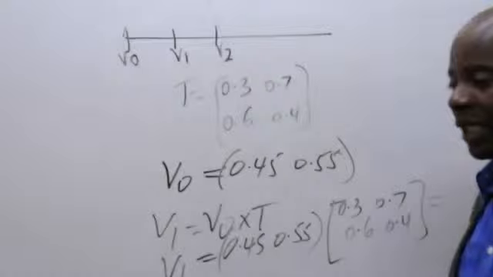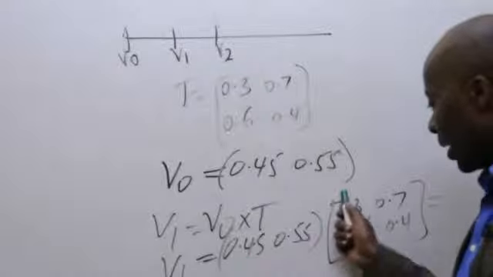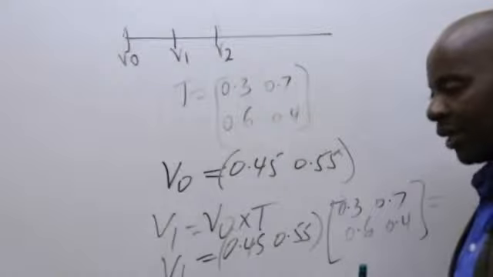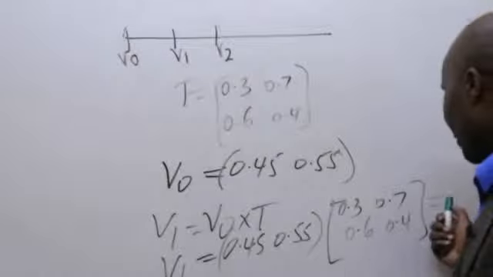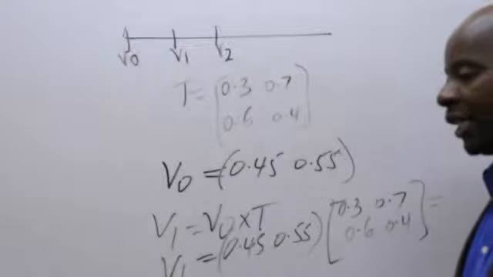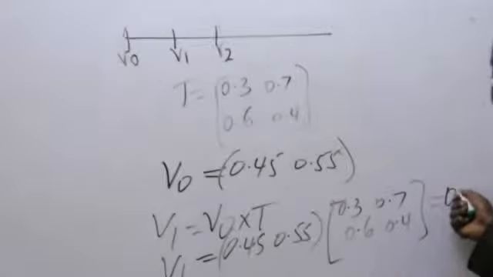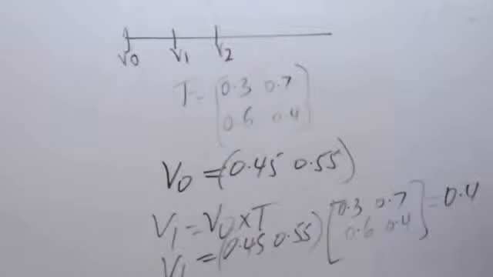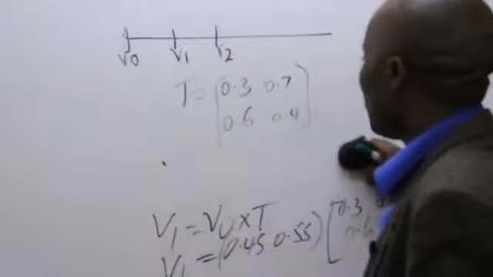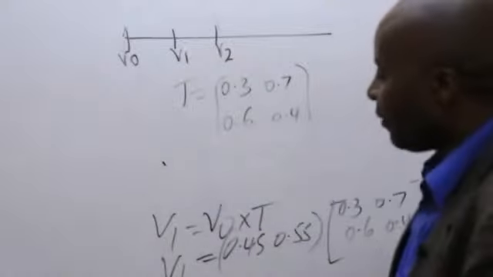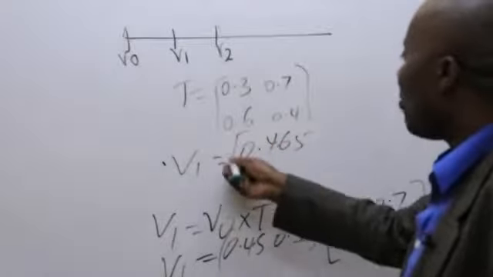Could you kindly give me this very fast? Vector 0 times the matrix, row by column. Please give me this first one here. What do we have? So we have 0.465. According to that, vector 1's first component is supposed to be 0.465. How about the second component?